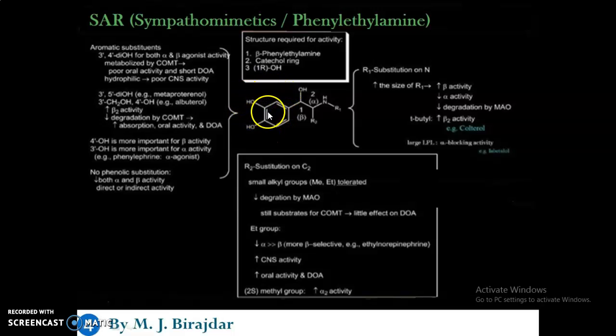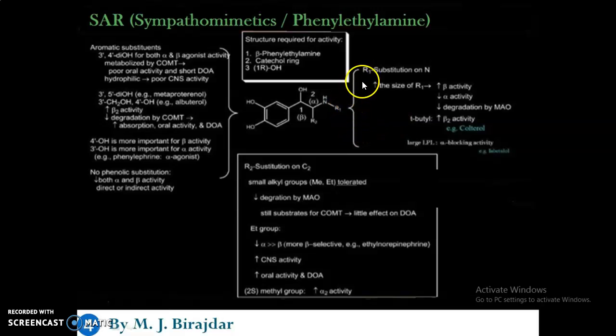These are the two hydroxyl groups, which are also important for the activity. This is the beta carbon, which is substituted by a hydroxyl group. On the alpha carbon, another substitution may occur, maybe a methyl group or any other substitution, which affects the activity of the compound. Maximum activity is seen in beta-phenylethylamine derivatives containing hydroxyl groups in the meta and para positions.